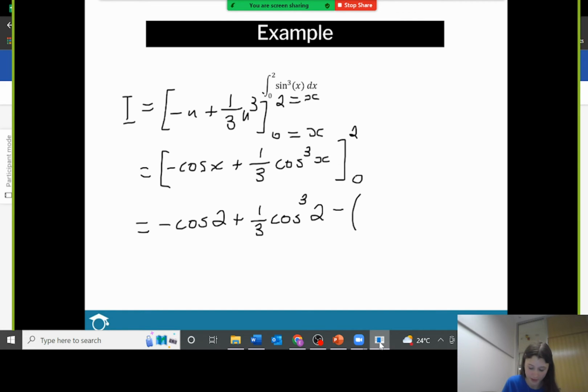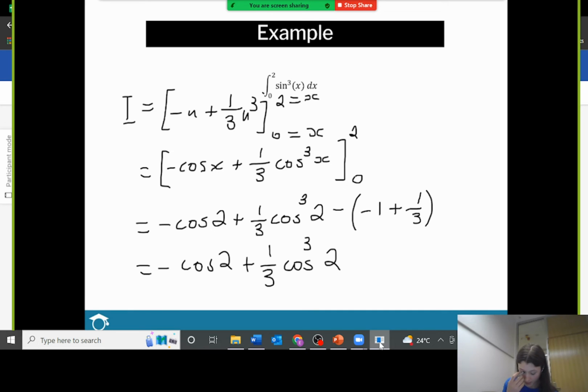So we're going to have negative 1 plus a third times 1 cubed, which is just 1. So we're going to get negative cos 2 plus a third cos cubed 2. And then negative 1 plus 1/3 is going to be negative 2 on 3, times negative 1 again is going to be positive 2 on 3.